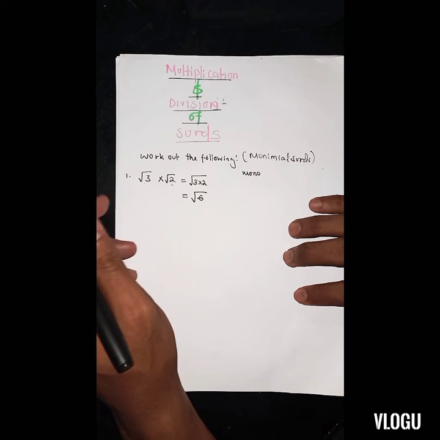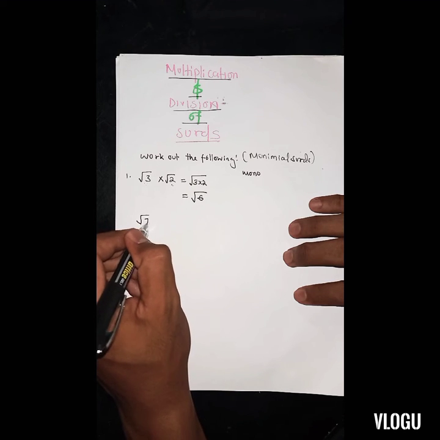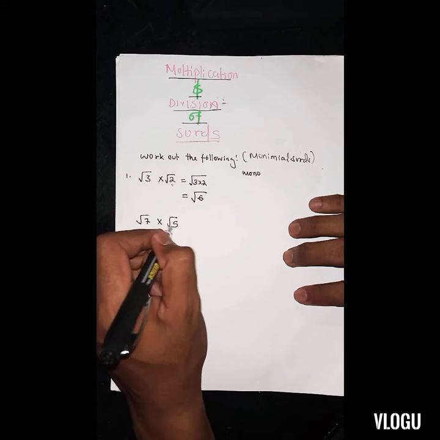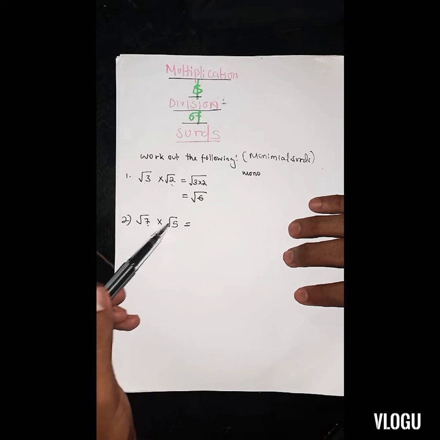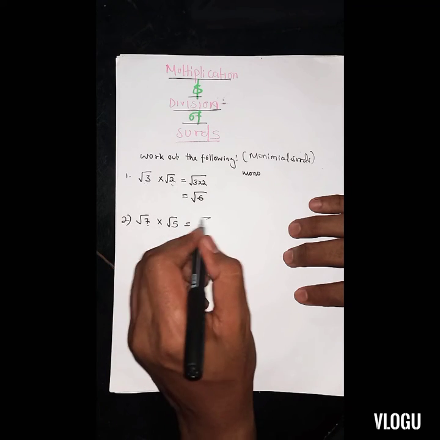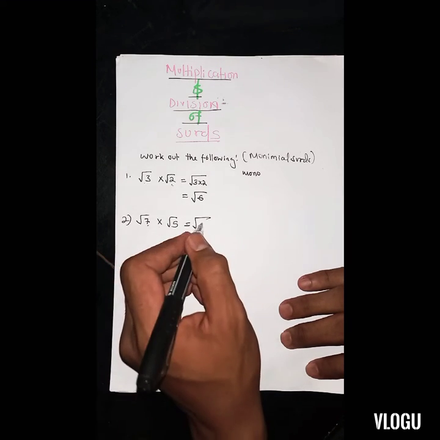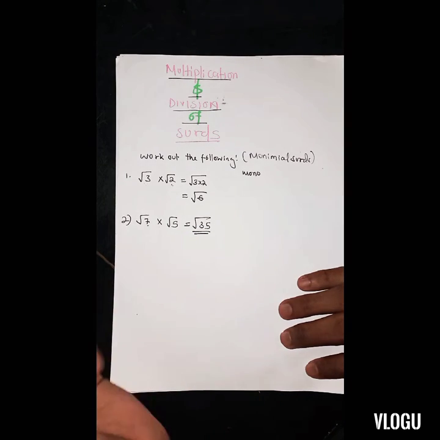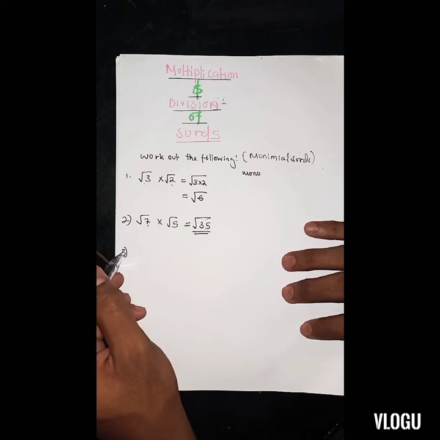Now let's continue with multiplication. Let me give you another similar case. Let's say you have root 7 times root 5. This is the second example. I want you to try. As you can see, in the previous example, we multiplied the numbers under the root sign. We have 7 multiplied by 5, a simple multiplication, so you're going to have root 35.